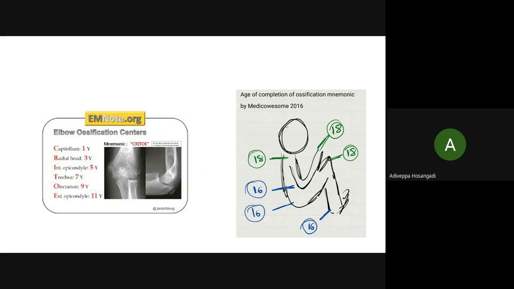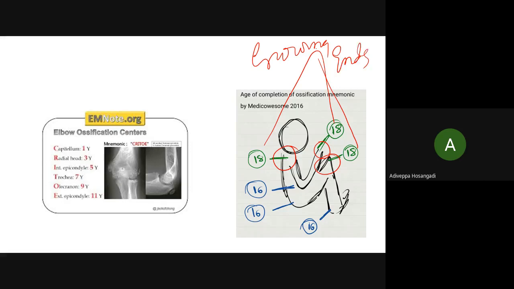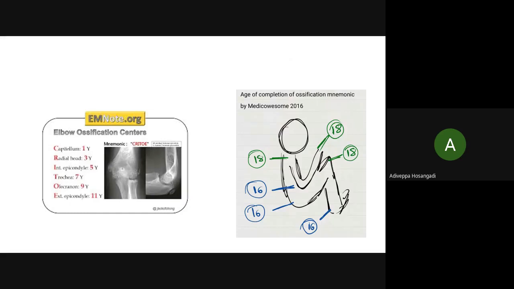And remember this picture around the shoulder, around the wrist, around the knee. These are the growing ends. These are the growing ends. So they fuse late with the bone. The physis fuses later with the bone. So elbow, hip, these are the non-growing ends. Why is this important? Please remember this. These are the growing ends: wrist, shoulder, elbow, knee.